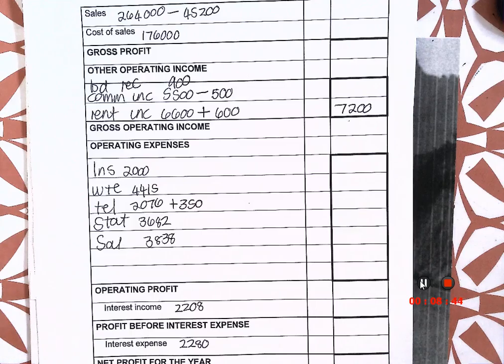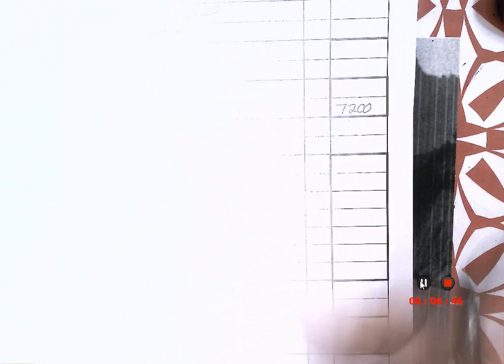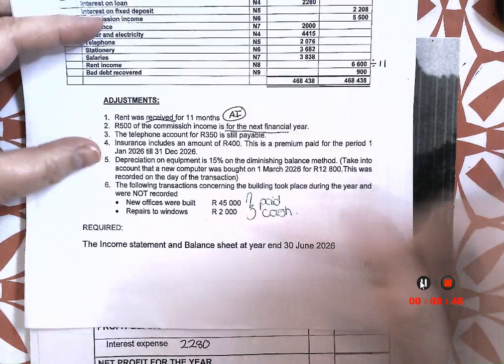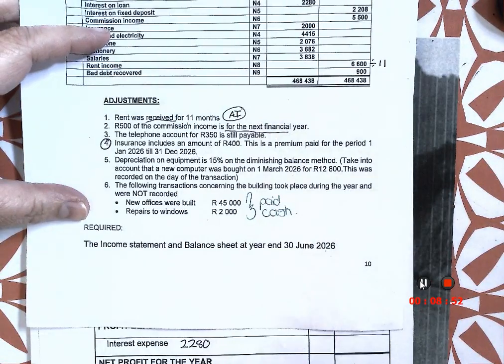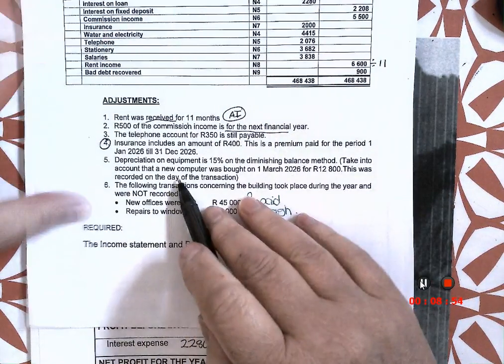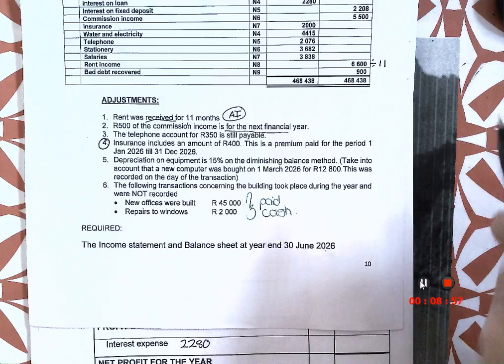Okay, let's go on. This one I want you to look at very nicely. Let me explain it nice and slow. Insurance, let me say this to you. Insurance is always prepaid.